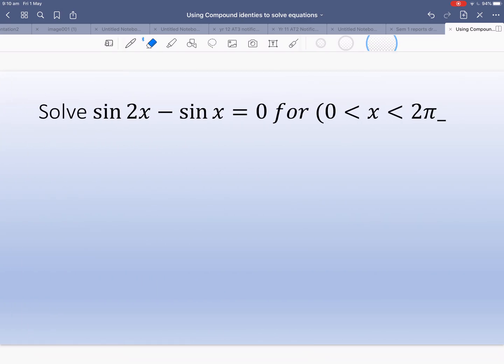Okay, now we're going to solve this problem. I'm going to use an identity for, let me read the question out. Solve sine 2x minus sine x equals 0. So it's a trigonometric equation. The issue is that we've got two different angles, all right? But luckily, this one is a double angle. And we have a lot of double angle identities.